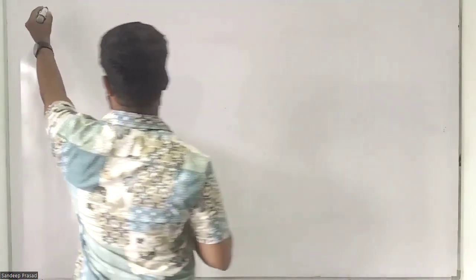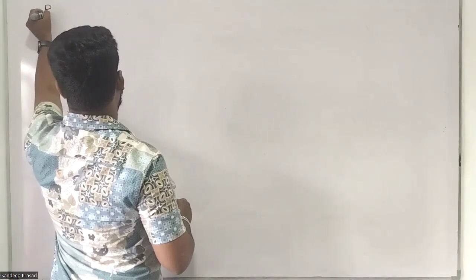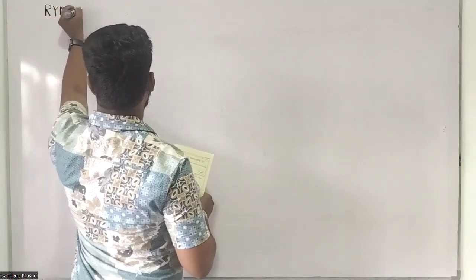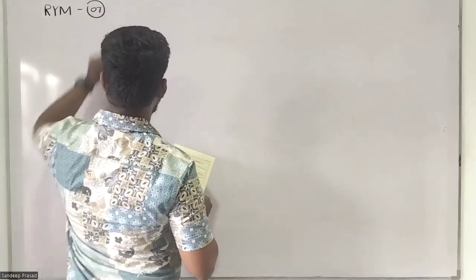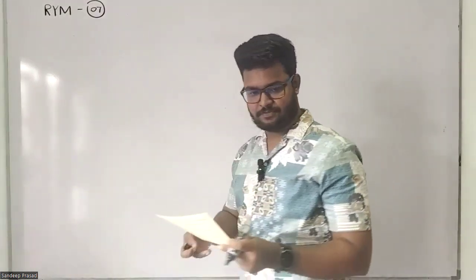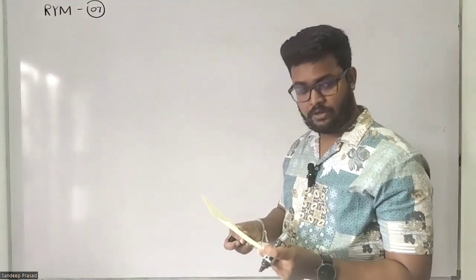Right, okay. So students, now we are going to discuss the seventh RYM paper. So this is the discussion for the RYM paper 7. There are good 10 MCQs in this paper as well. So let's go one by one.